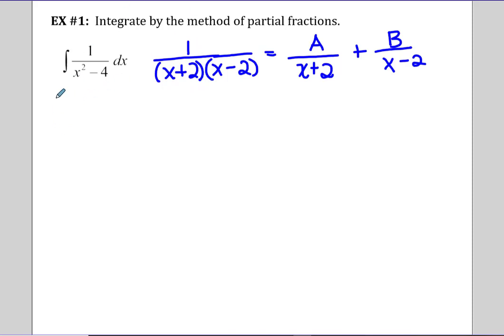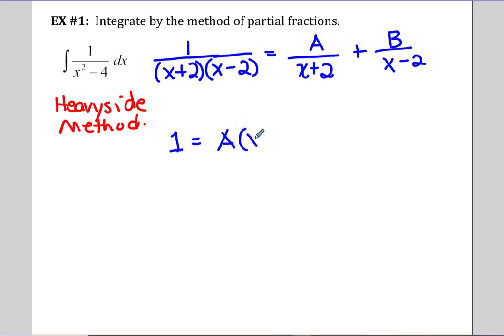So I like to use the Heaviside method. And the Heaviside method has us multiply both sides by a common denominator. And then we solve for the a and b term using x values that create a 0. So here's what we mean by that. So if I multiply this equation through, I'll have 1 equals a times x minus 2 and the b term times x plus 2.